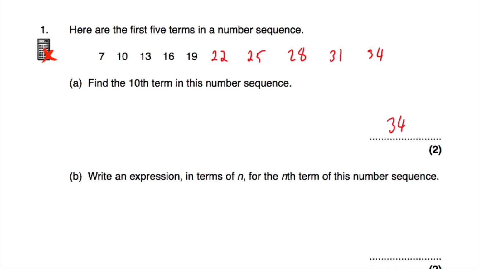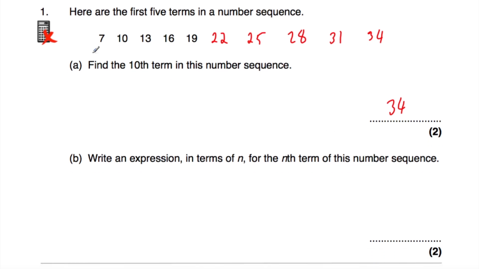Okay, and then part B. Part B says write an expression in terms of n for the nth term in the number sequence. So we want to find the nth term of that sequence. The sequence was 7, 10, 13, 16, 19. To find the nth term, I have a look and see what's happening to the sequence. It's getting bigger by 3 each time. And for numbers that get bigger by 3 each time, I'm thinking of the multiples of 3. So 3, 6, 9, 12, 15.